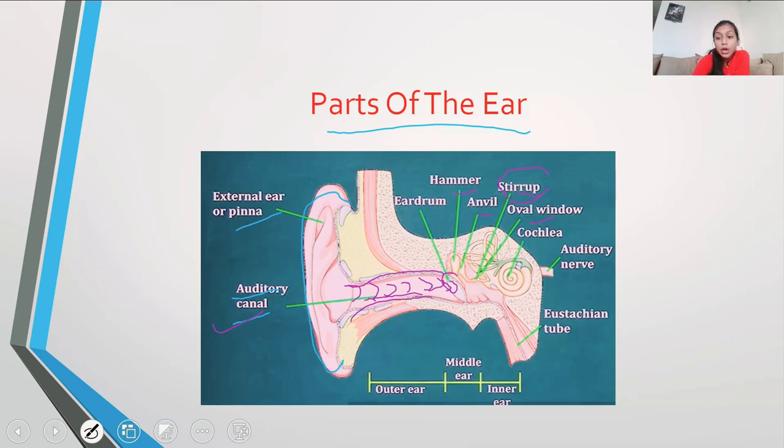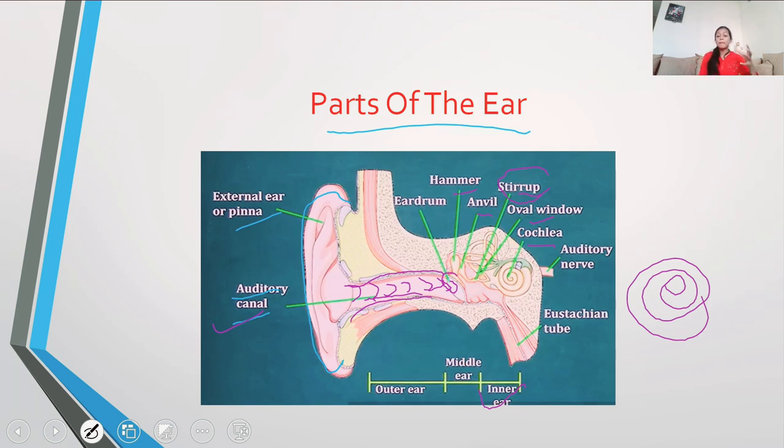So the vibration, magnified by a factor of 18, will reach the oval window, and from there it will enter the inner ear. In the inner ear is the cochlea, which is snail shaped. It is approximately 3 cm long. It contains a fluid, and there are approximately 23,000 microscopic hairs present in this cochlea. The hairs are attached to the vibration-sensitive cells.